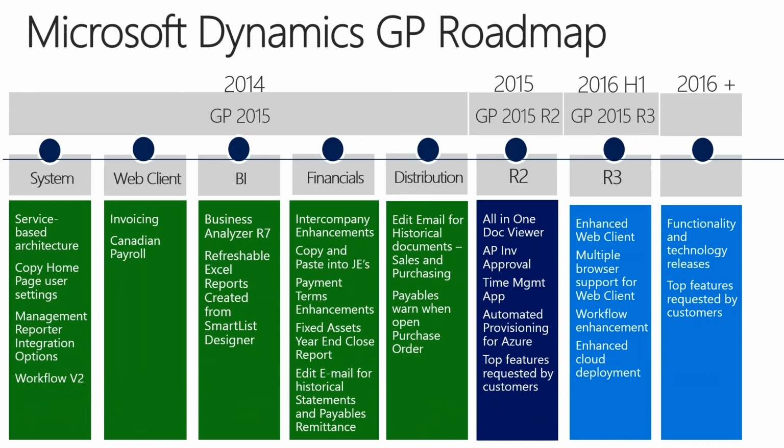In the GP 2015 release, Microsoft made improvements to, first, the system, by improving the service-based architecture. What this means is that system implementers and IT managers who deploy GP for the cloud are able to do so with greater efficiency and flexibility. Adding the ability to copy homepage user settings, which I'll show you a little later on. Adding new options that help integrate Manager Reporter with GP, similar to the way it was done before with FRX. And substantial improvements have been made to the workflow functionality in GP, and I'll demonstrate that as well.